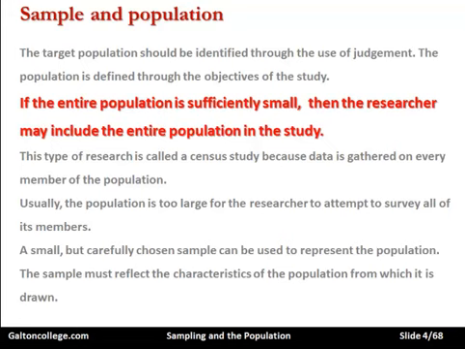If the entire population is sufficiently small, then the researcher may include the entire population in the study. It depends on the size of the population. Once a particular population has been identified for investigation, then its size must be considered. If only a few exist in that population, then perhaps the researcher could deal with the whole population. There's no sample required. The population is so small, there's no need.